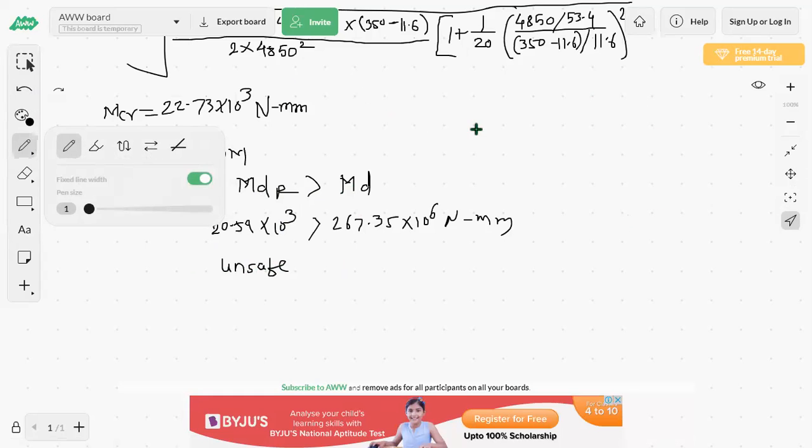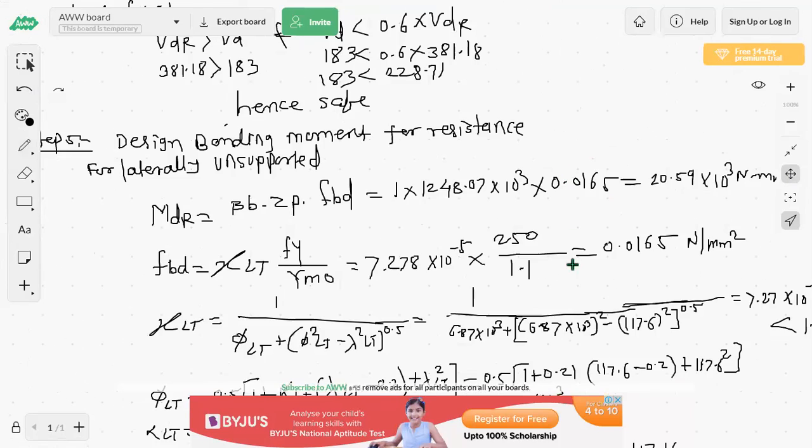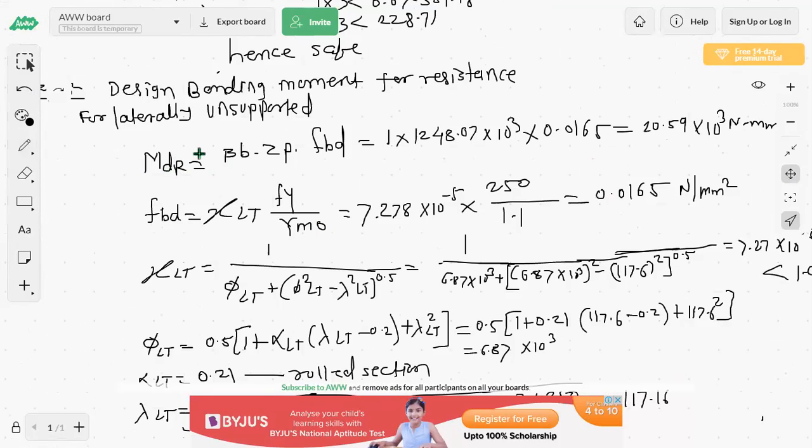Sorry, not MCR, here we have calculated the FBD value. So this FBD value, sorry, MDR value, when we are calculating the MDR value, the ZP is there. So the ZP value we have to select, the greater section we have to select. So if this value is greater, then our MDR value will be greater. If the value of ZP increases, the value of MDR will increase here. Are you getting it? OK.